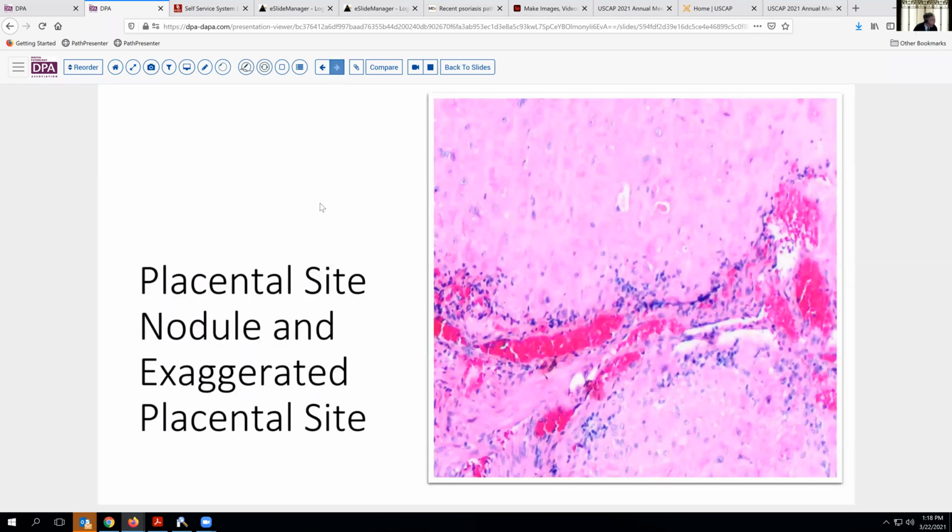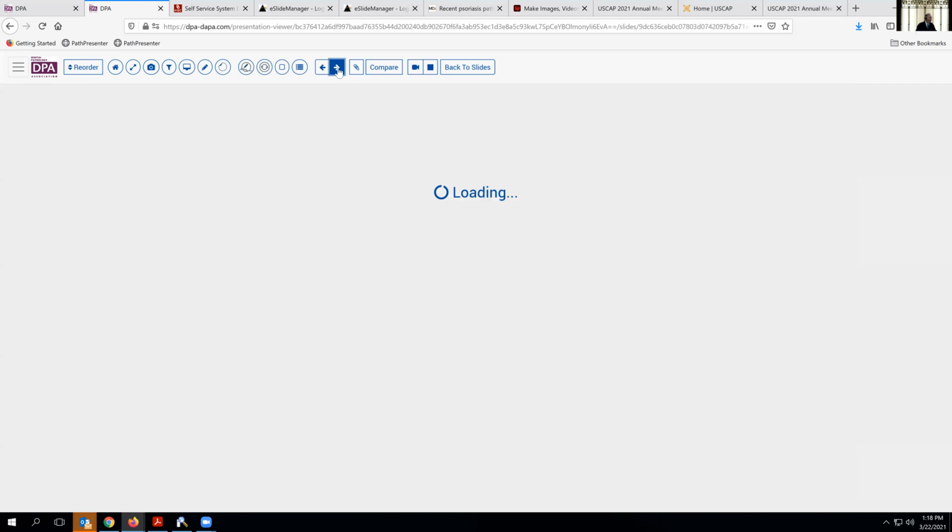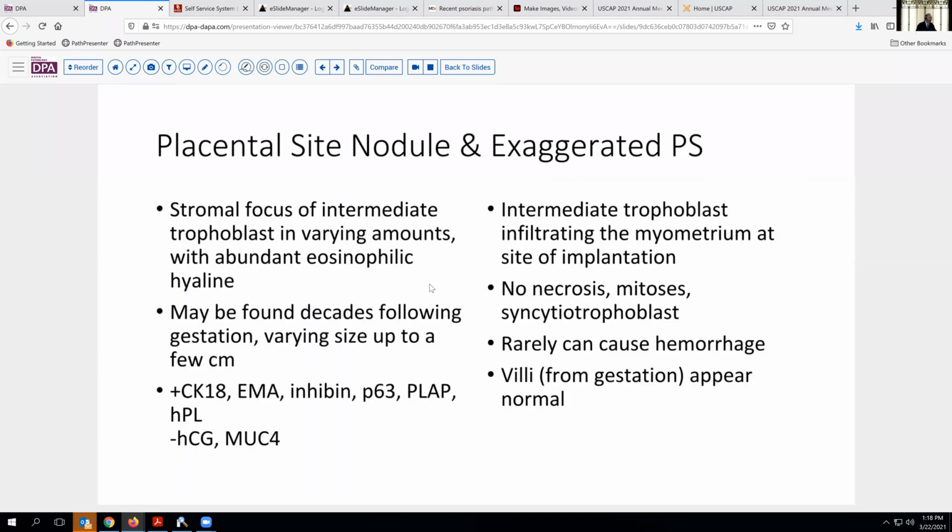So let's go on and talk about placental site nodule and exaggerated placental site. This is kind of a fun lesion. As you see here, there's a lot of pink to these lesions. We'll talk first about the placental site nodule. This tends to be a highly eosinophilic stromal focus with some admixed intermediate trophoblast in variable amounts and a very hyalinized background. That's why it's very pink.